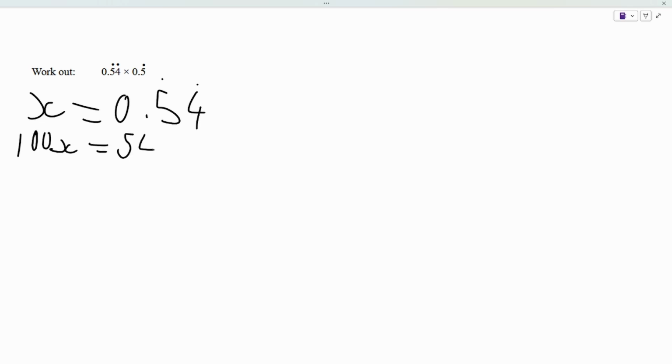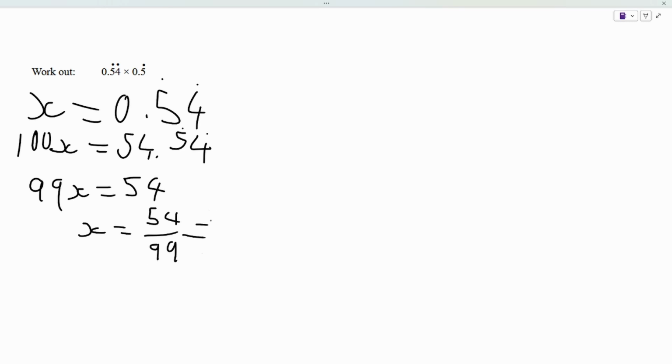So 54.54. If I times it by 10, it would be 5.454545, which doesn't line up, does it? And I then need to take it away to make it 0. So then taking away, 100x take away x is 99x. 54 take away 0, 54. So x is 54 over 99.